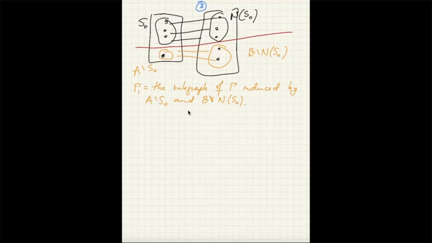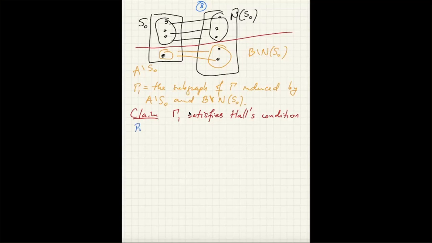I would like to prove the claim that gamma 1 has a matching that saturates A minus S0. To do that, I will show that gamma 1 satisfies Hall's condition. If I can prove that, then by the induction hypothesis, that would imply that gamma 1 has a matching that saturates A minus S0.